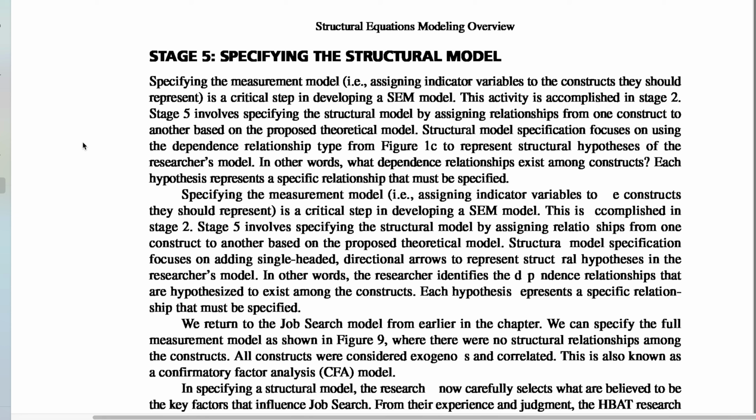Structural model specification focuses on adding single-headed directional arrows to represent structural hypotheses in the researcher's model. In other words, the researcher identifies the dependence relationships hypothesized to exist among the constructs. Each hypothesis represents a specified relationship which must be specified, as written in the job search model.